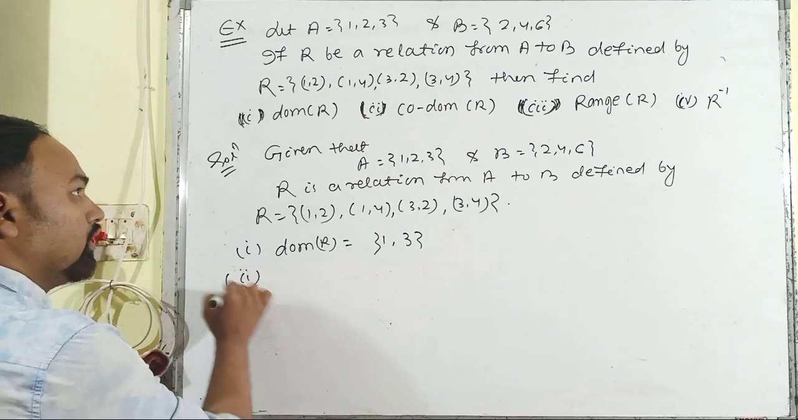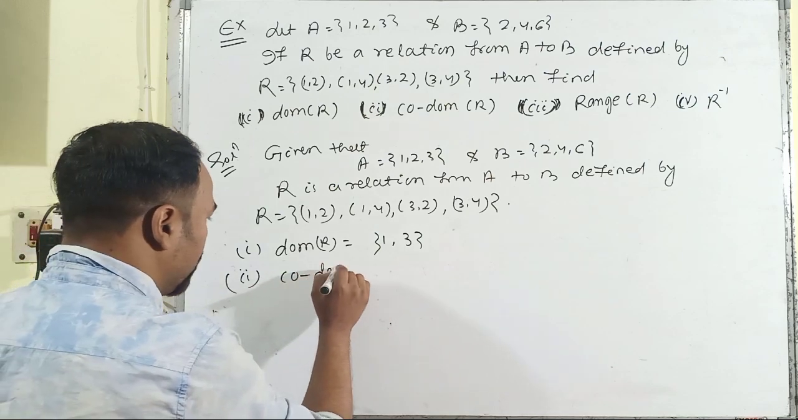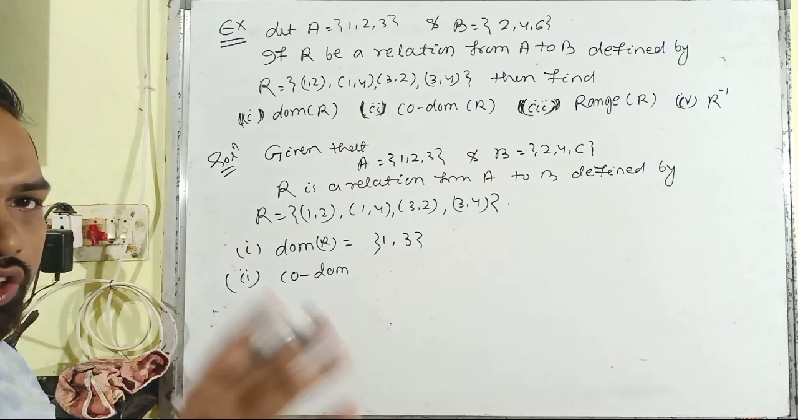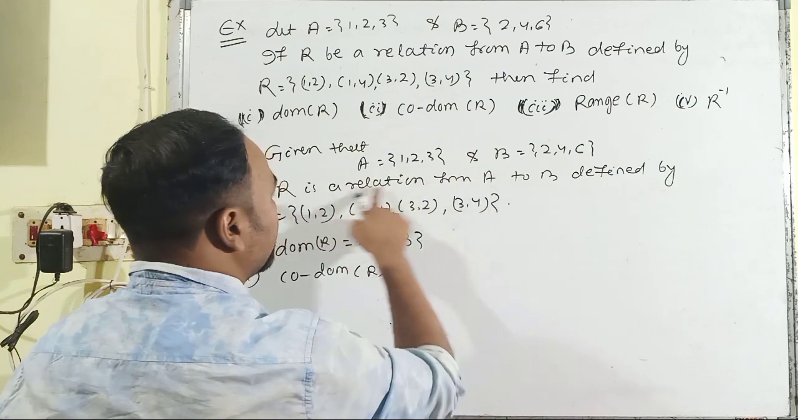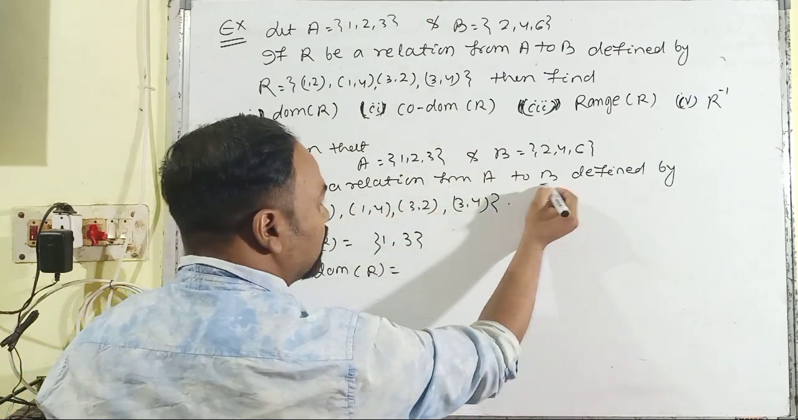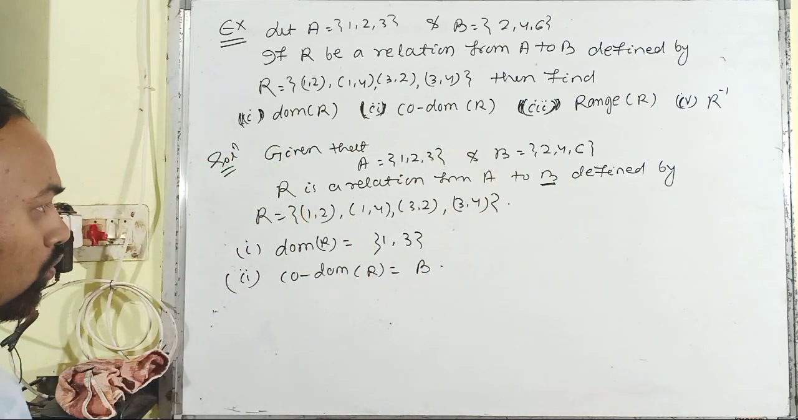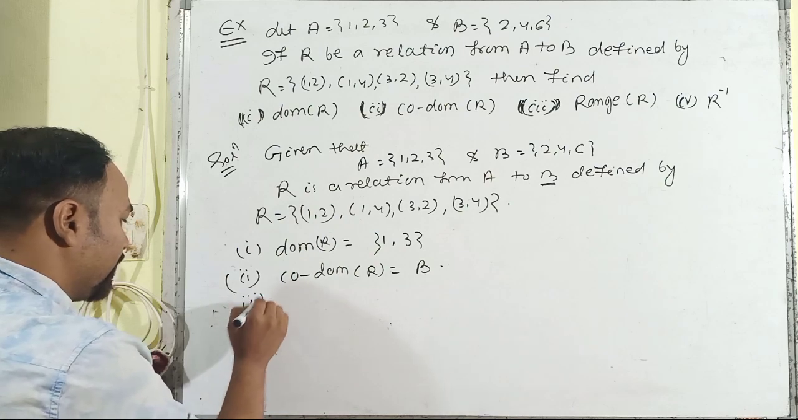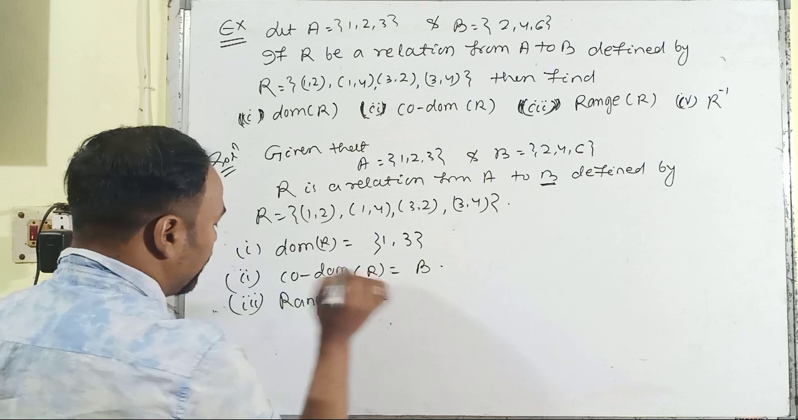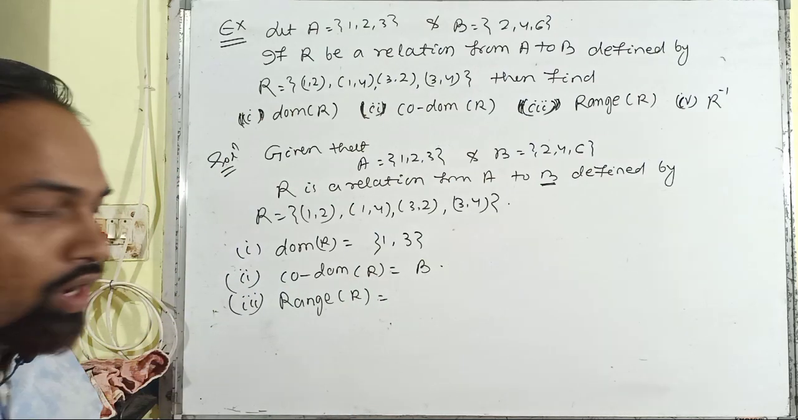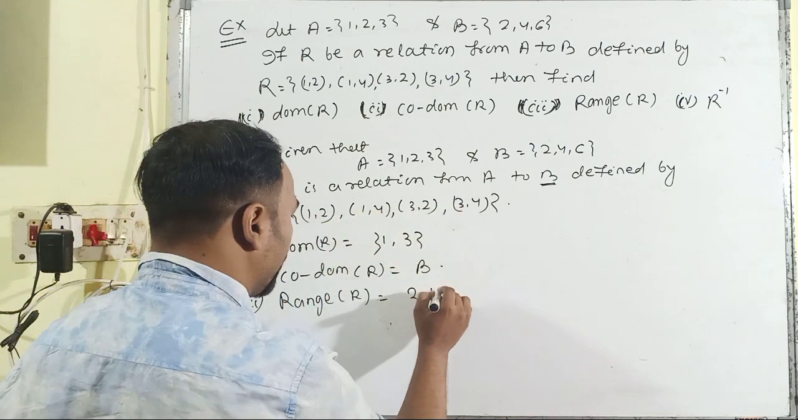Then second, we have to find the codomain of R. The codomain of R is very easy. We don't need to go to the relation, I just have to find the second set. So the codomain of R is the second set. R is a relation from the set A to the set B, that means B is the second set, and the second set is the codomain. We don't need to go to the relation. Then third, the range of R. The range of R is defined by identifying the second components from the relation: 2, 4, 2, 4. That means it is {2, 4}.